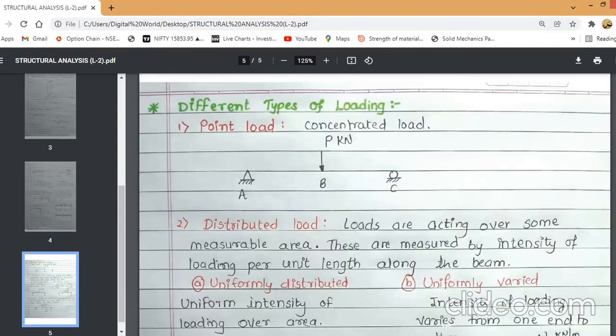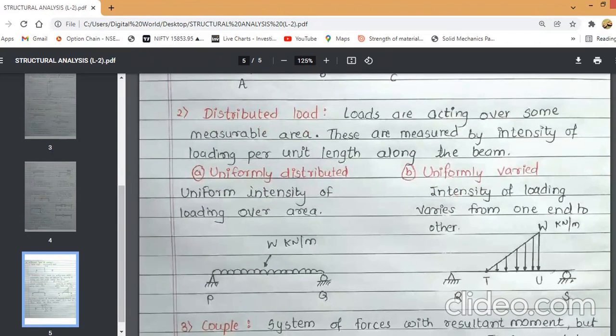Uniformly distributed loads are those distributed loads which have the uniform intensity of the loading over the area. Then uniformly varying loads. Uniformly varying loads are commonly abbreviated as UVL, and it is the one in which the intensity of the loading varies from one end to the other end. For example, intensity is 0 at one end and W at the other end.